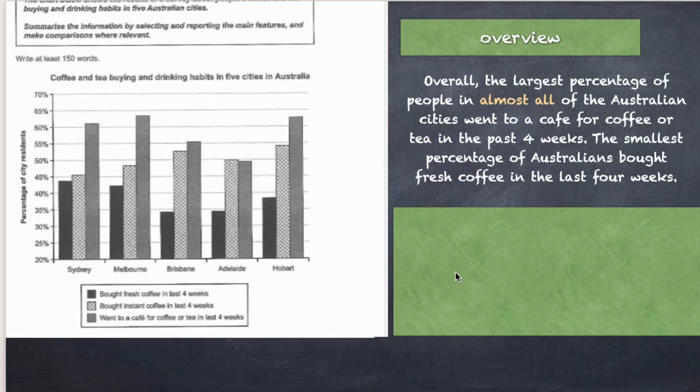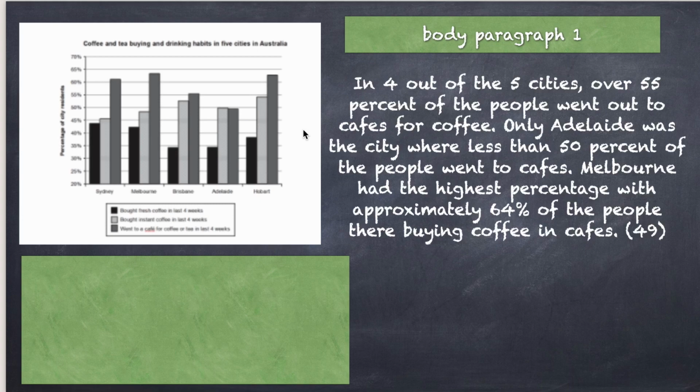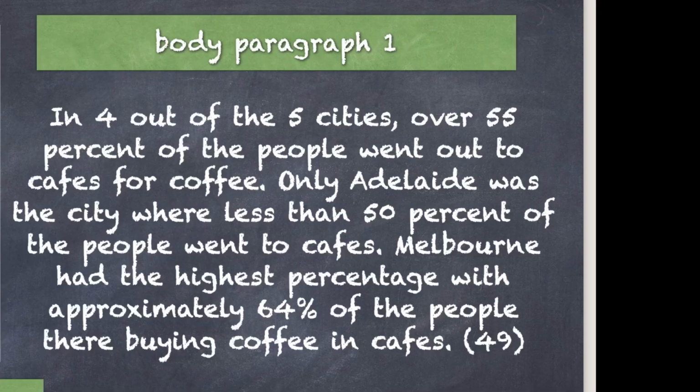Next, my first body paragraph is only going to focus on that biggest trend. I'm not going to synthesize anything. I'm not going to compare the biggest and lowest. I'm just going to focus on what was the biggest. And the first thing I do is I handle that almost all cities. So in 4 out of the 5 cities, over 55% of the people went out to cafes for coffee. Only Adelaide was the city where less than 50% of the people went to cafes. Melbourne had the highest percentage, with approximately 64% of the people there buying coffee in cafes.